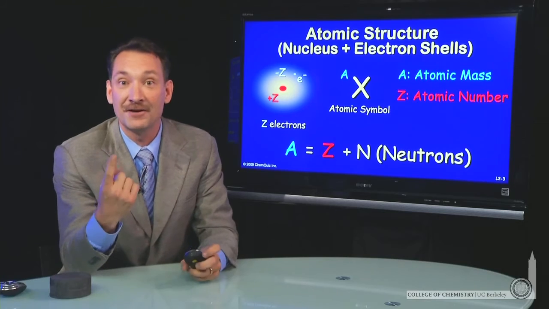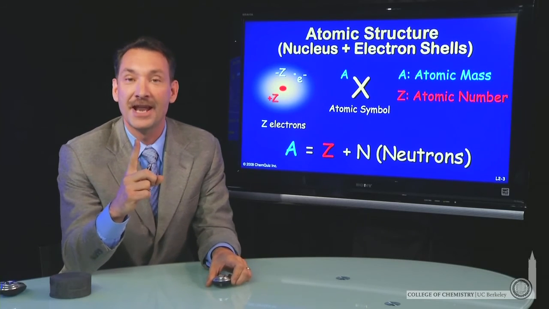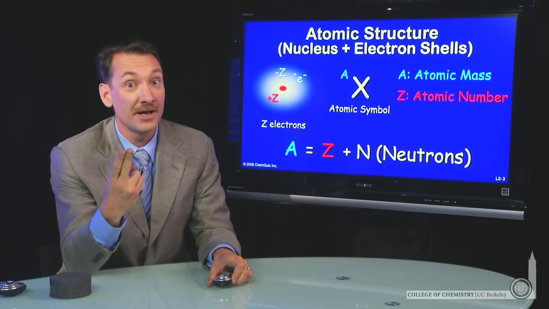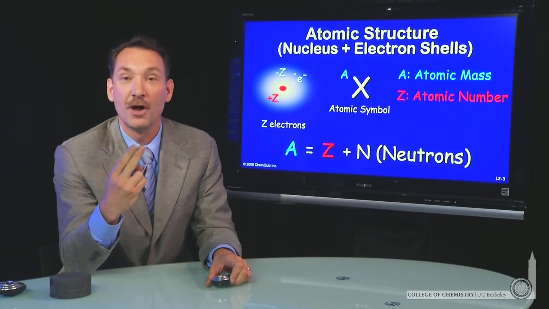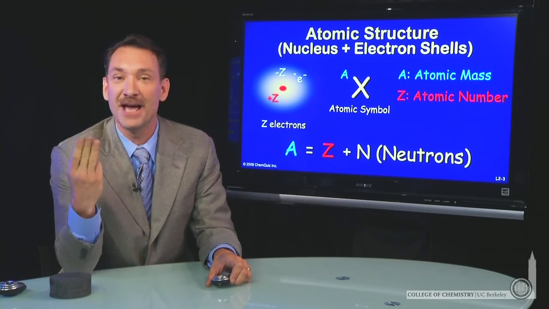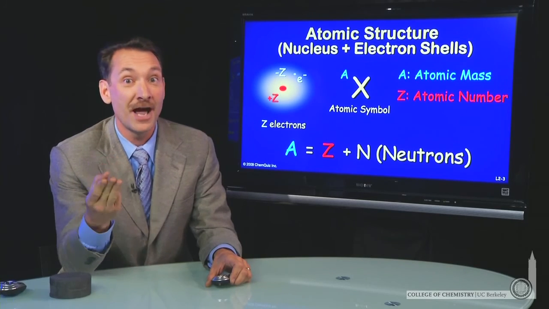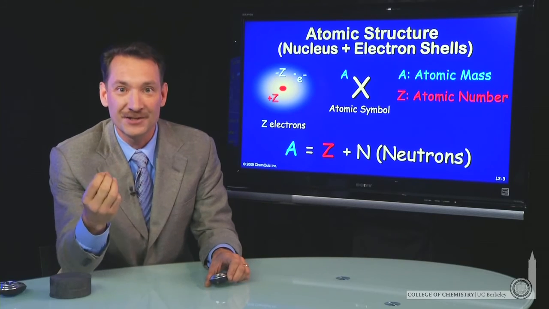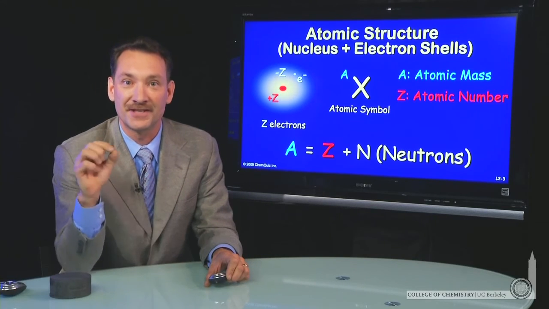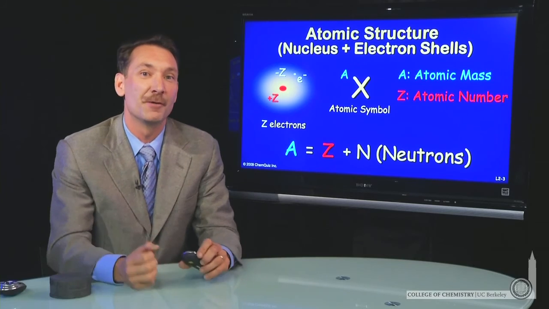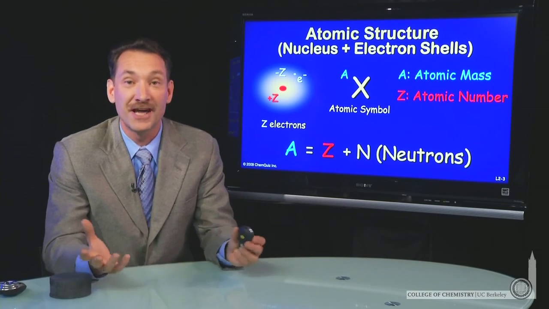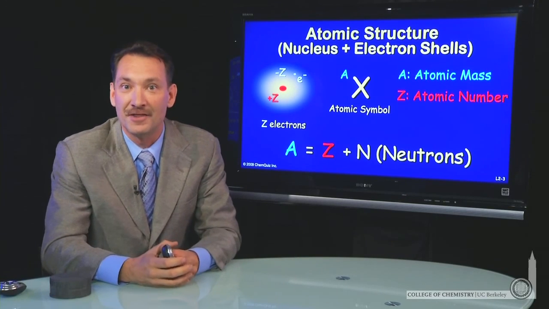I can have a hydrogen with 1 proton, and a hydrogen with 1 proton and 1 neutron, that's mass 2. 1 proton and 2 neutrons, that's mass 3. All of those are hydrogen, but they're different isotopes of hydrogen. They have the same number of protons, but a different number of neutrons. And we can look at the isotopes of various elements on the periodic table.